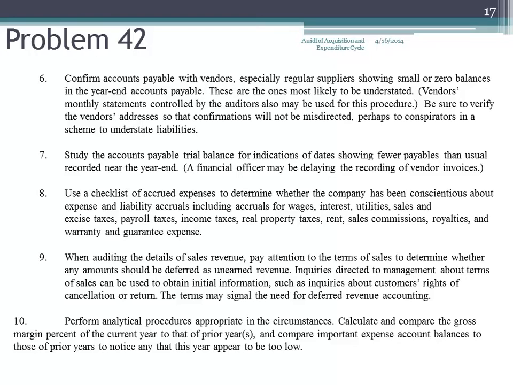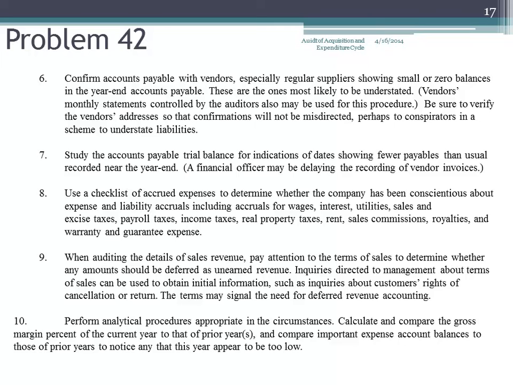We talked about other things such as warranties, right? You have a warranty reserve. Companies could have warranty reserves. That involves a lot more judgment. So you want to look at the documentation around that and look at the client's rationale for the amounts that they've estimated for the warranty reserve to ensure that there shouldn't be a higher amount.